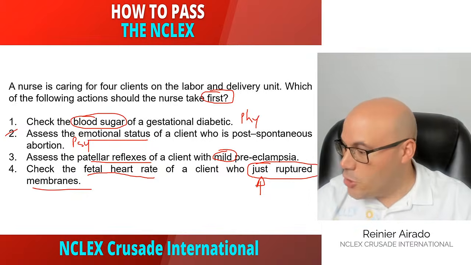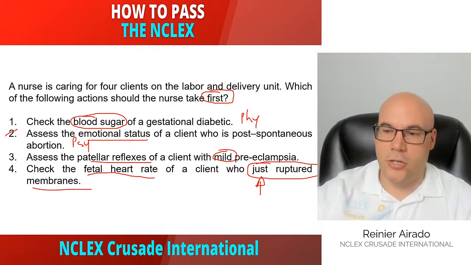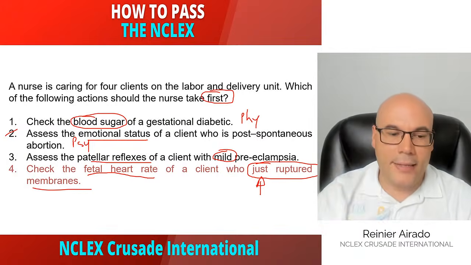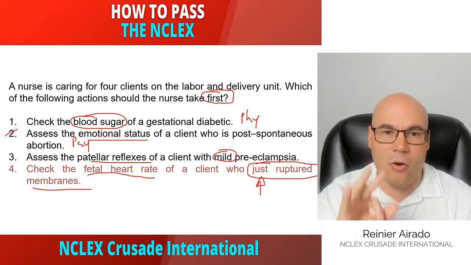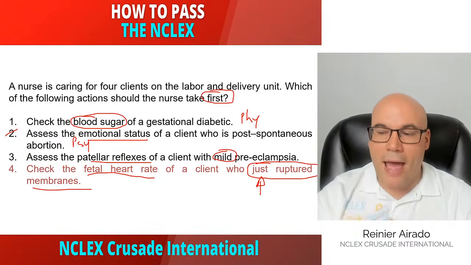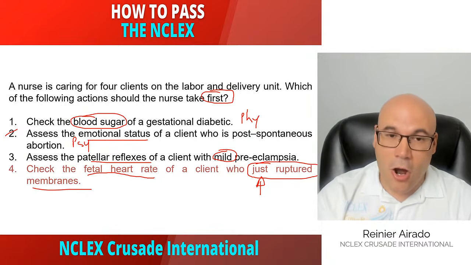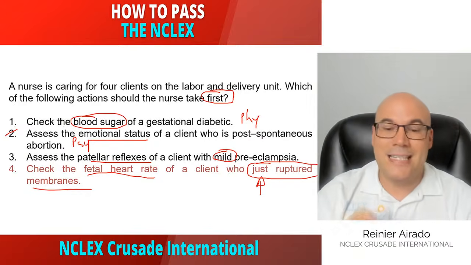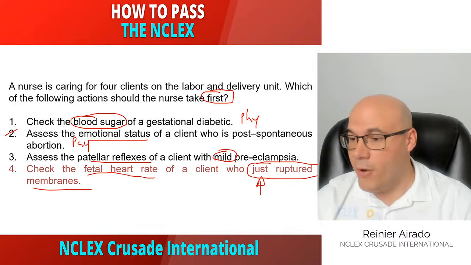But in answer number 4, there is a change in condition compared to 1, 3, and 4. 4 is the correct answer. Why is this the correct answer? And why do I have to check fetal heart rate? Well, first of all, fetal heart rate is airway, breathing, circulation. We're talking about the fetus's circulation, the fetal heart rate.